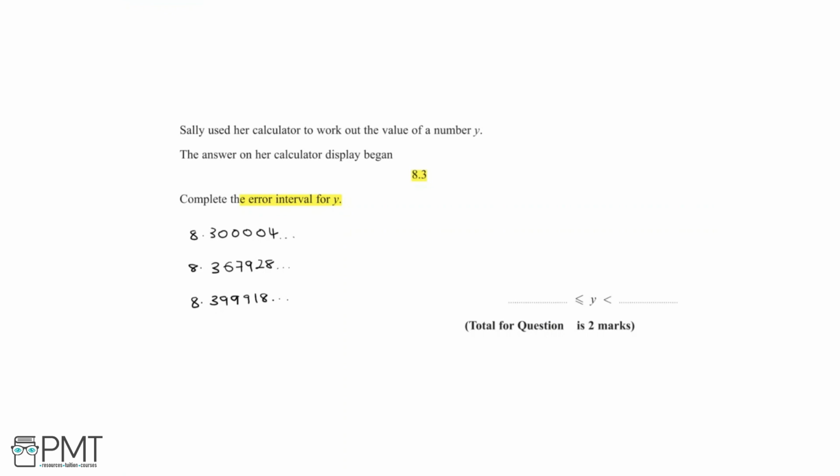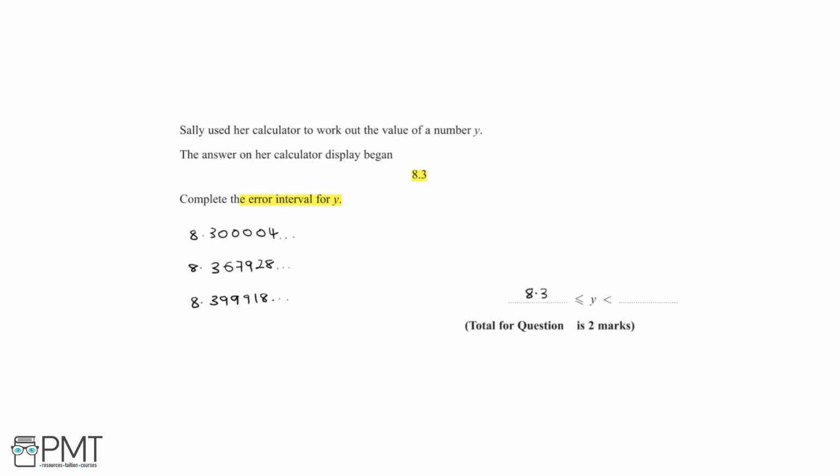And so we need to find the range of values for which the answer on her calculator display will begin with 8.3. The smallest value that will begin with 8.3 is just 8.3 itself. Anything smaller than 8.3 won't begin with 8.3. If we have something like 8.29, that begins with 8.2. And so the smallest number that can begin with 8.3 is just 8.3, with no numbers after the 3.